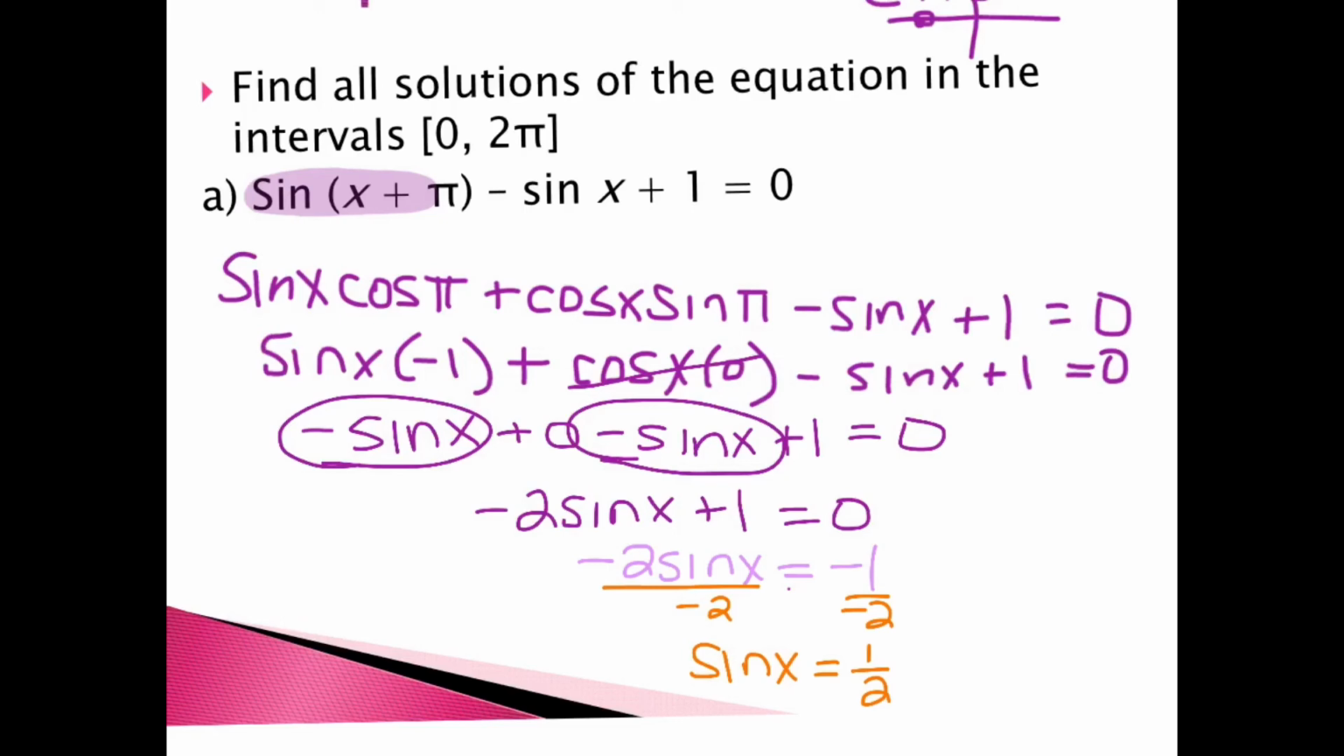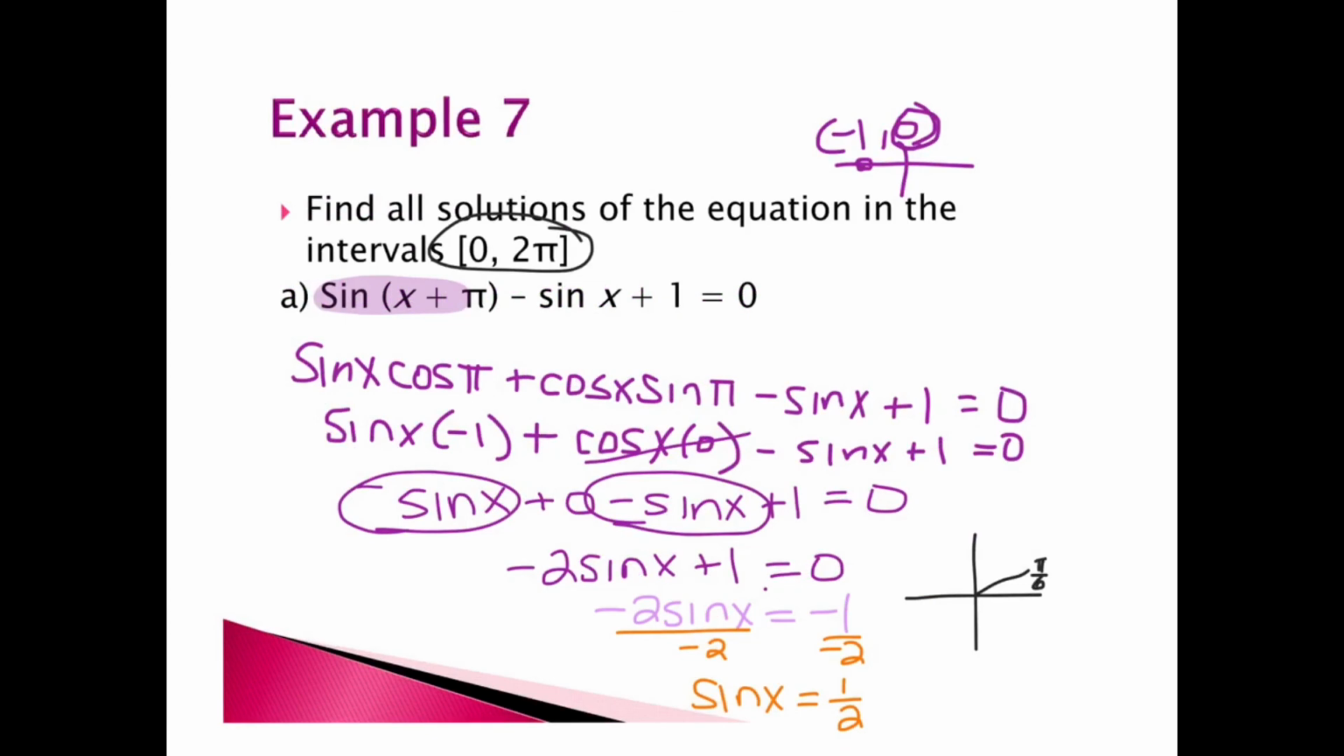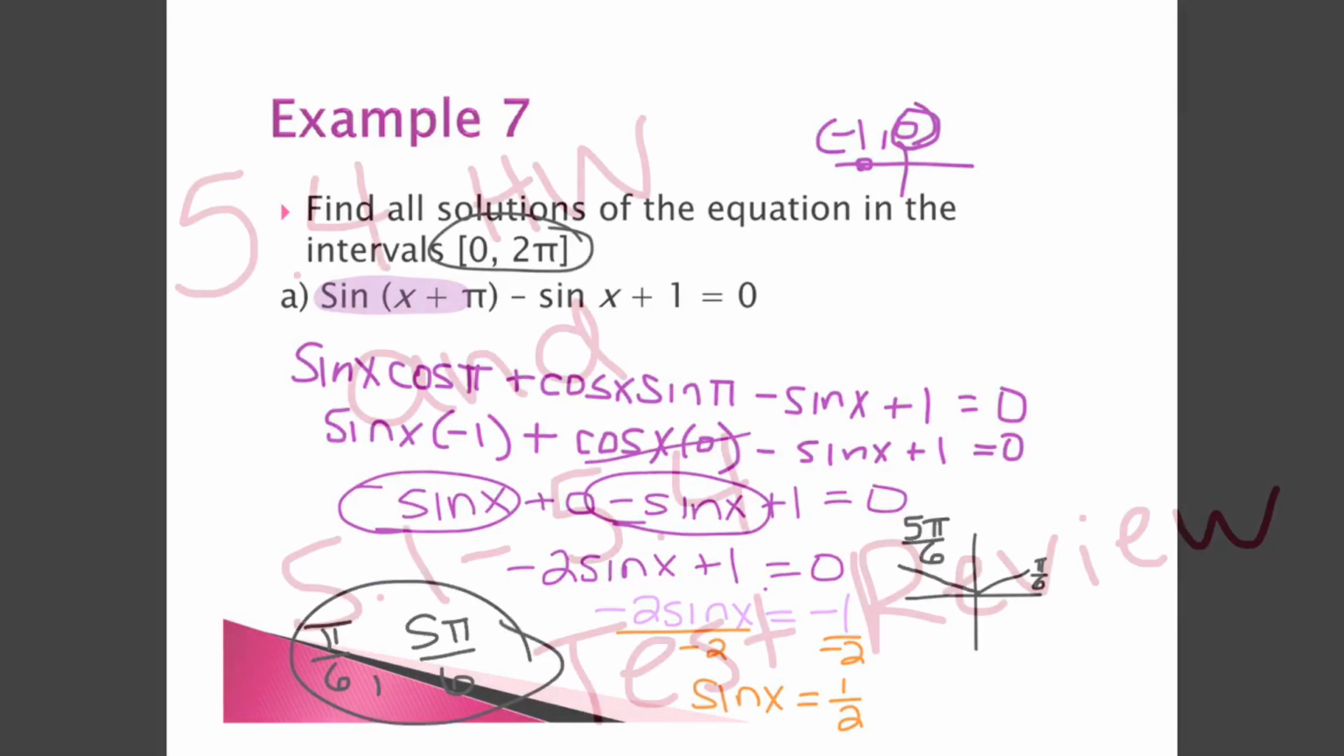For where the sine is one half, on the interval of 0 to 2 pi, we're looking for where y is positive 1/2, which happens at pi over 6, and also at 5 pi over 6. So those are your two answers, pi over 6 and 5 pi over 6.